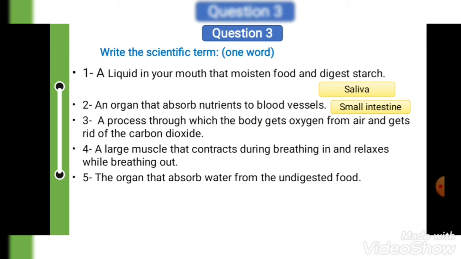3. A process through which the body gets oxygen from air and gets rid of carbon dioxide. What process? I'm thinking respiration or digestion. Which one of them is related to air? It is the respiration process. 4. A large muscle that contracts during breathing in and relaxes while breathing out. We agreed, which muscle helps in breathing in and breathing out? It is the diaphragm, which is found in our belly.